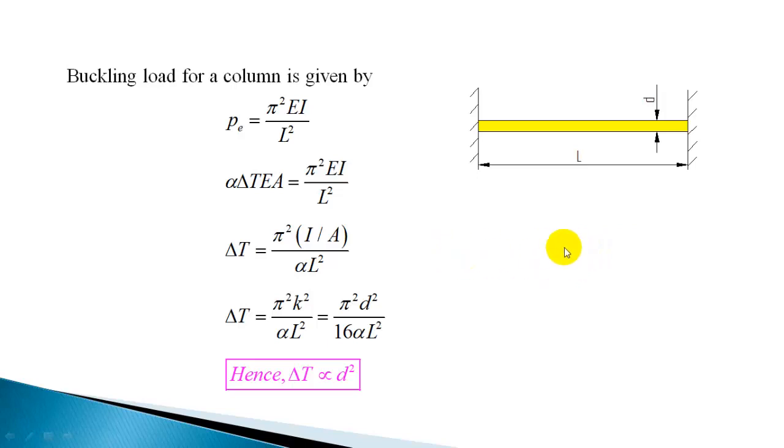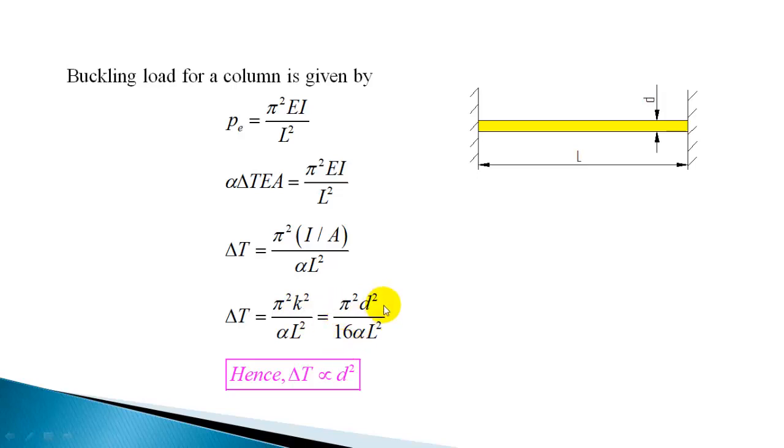So that is k square, or k is d by 4. You can directly substitute for k square as d square by 16. So when you substitute k as d by 4, you get d square by 16. For any solid circular cross section, radius of gyration is d by 4. So I by A is k square and k is d by 4, so you can substitute k square as d square by 16.